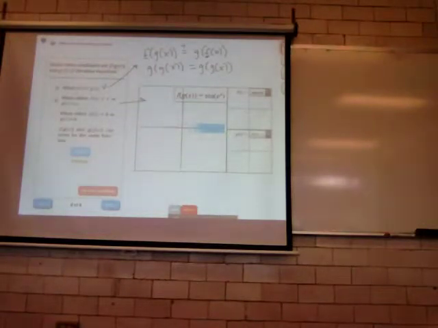Let's look at the next one. We're going to set f of x to be equal to x. So let's look at what f of g of x looks like.